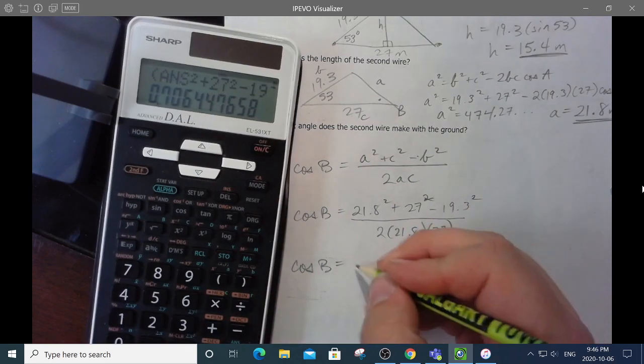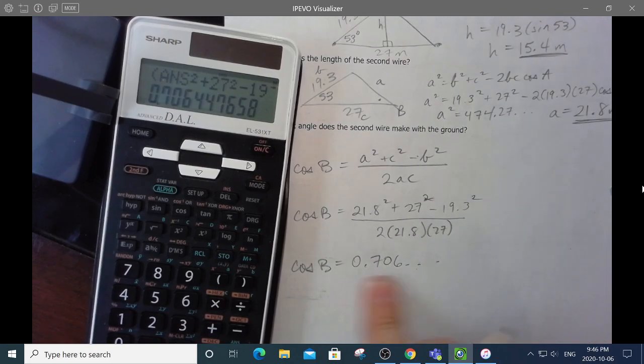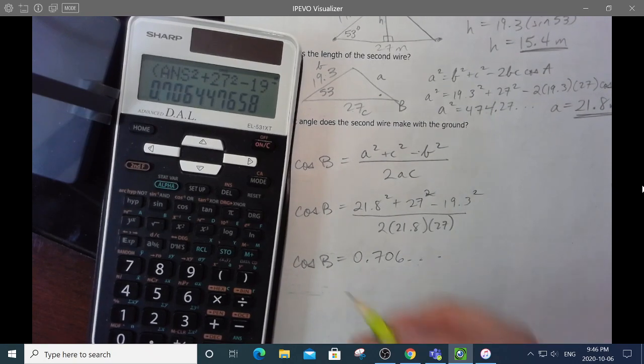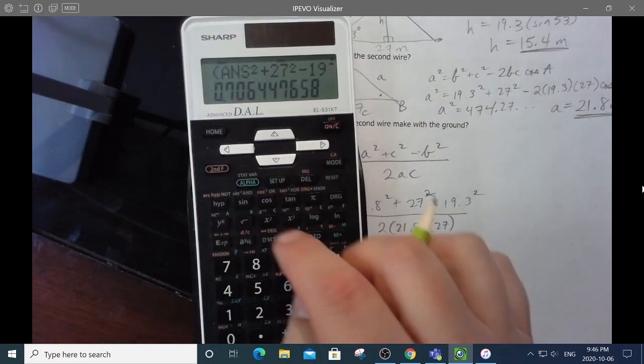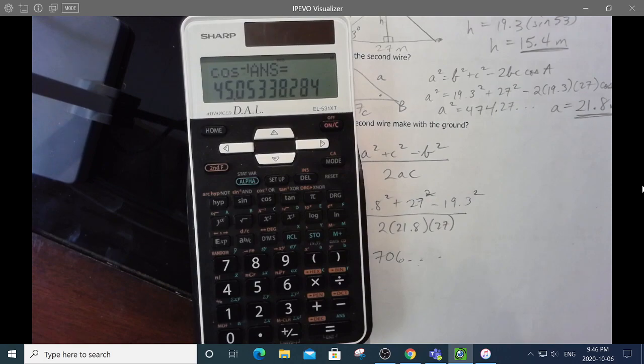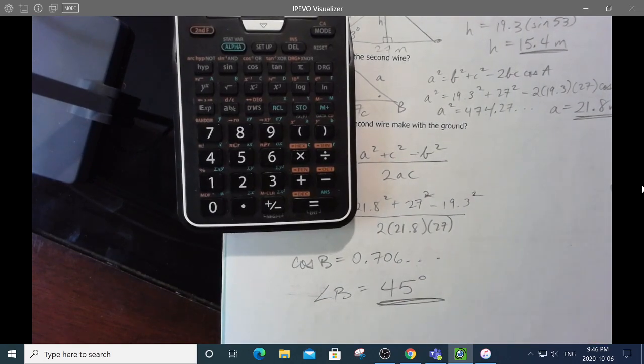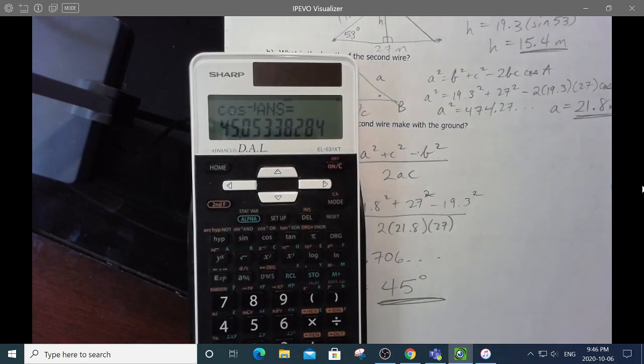So the cosine of angle B is 0.706. Boy, does that look familiar. You know 0.707? If you inverse cosine 0.707, 0.707 is root 2 over 2. This is going to be pretty close to 45 degrees, I bet. Angle B is inverse cos that. Inverse cos my answer. What did I tell you? 45 degrees. Phew! 45 degrees.